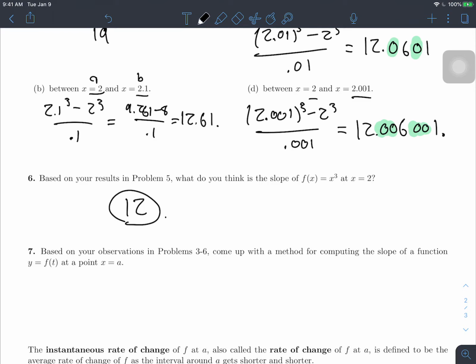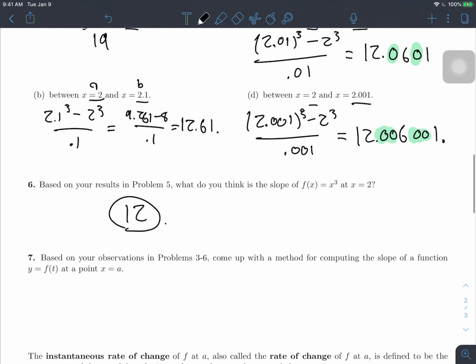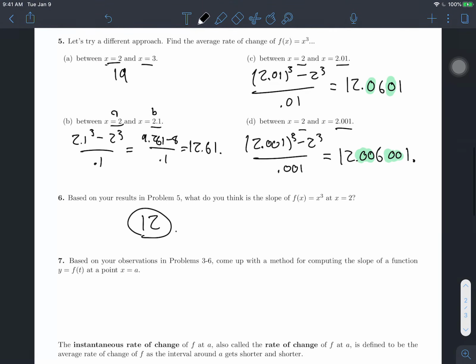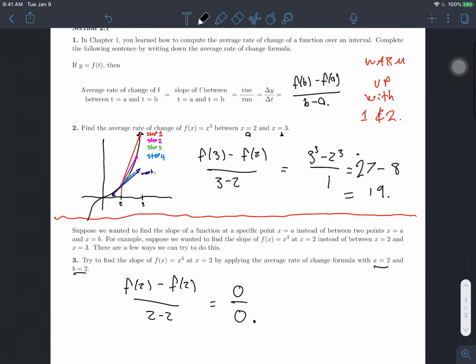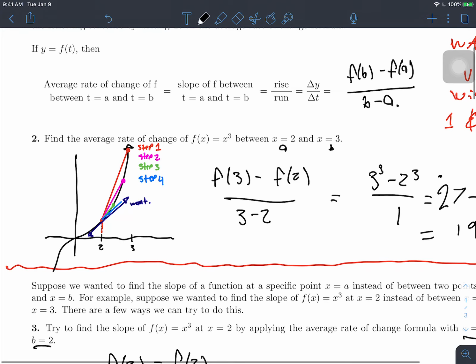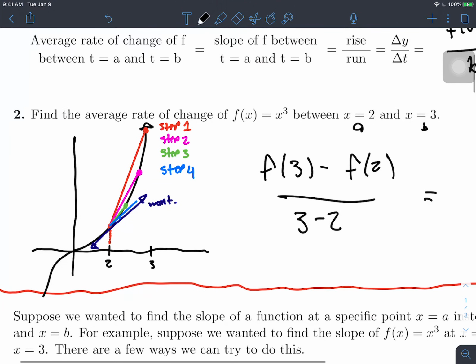Well, the formula should be y equals mx plus b, right? Say again? The format should be y equals mx plus b, right? Well, that's an excellent point, actually. We don't have to have a line. Our function that we're finding the slope of can be a curve.